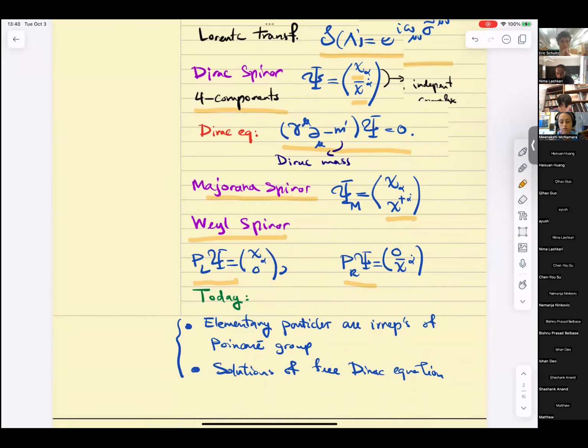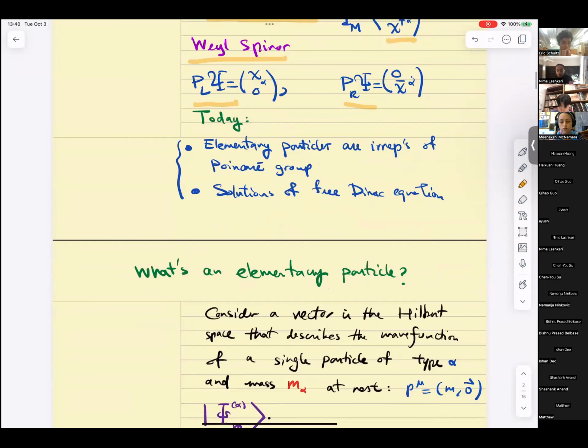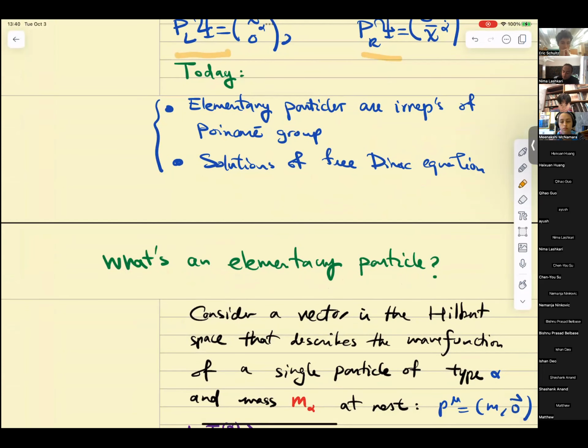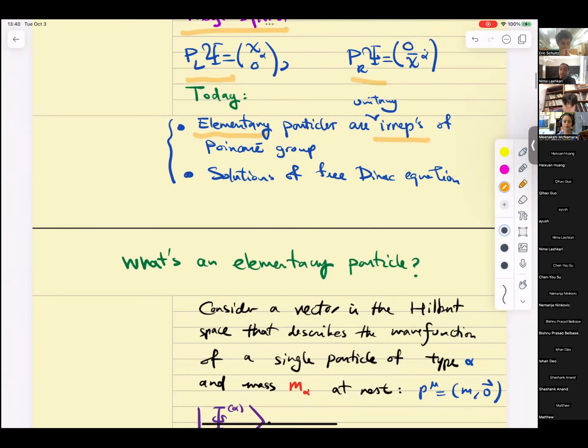All right. So today, we're going to talk about how elementary particles are unitary irreps of the Poincare group, and then we're going to discuss solutions of the free Dirac equation, right? For the scalar field, we saw the Klein-Gordon field. We had the Klein-Gordon equation, and then we solved it. It was pretty straightforward.